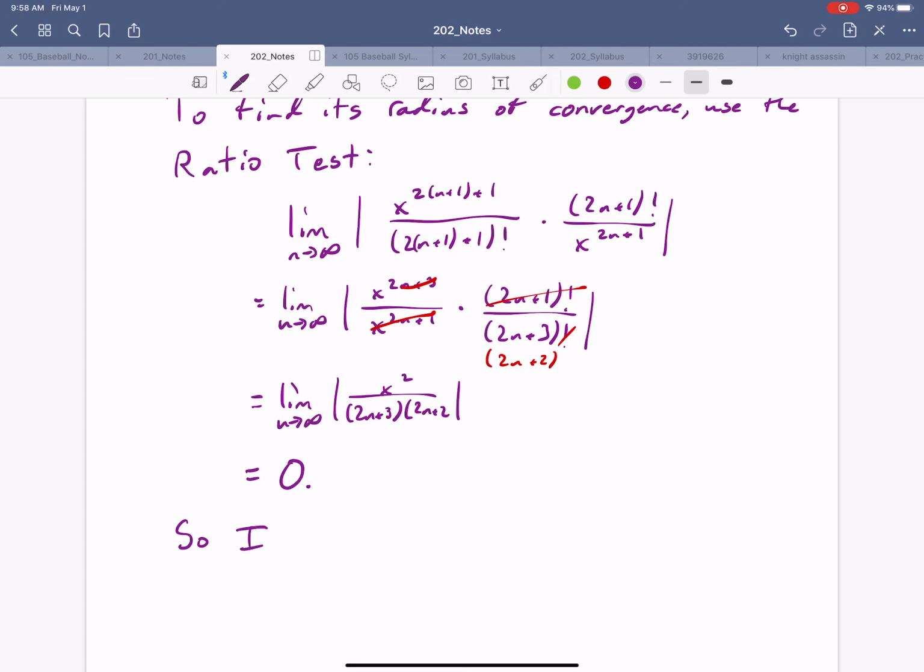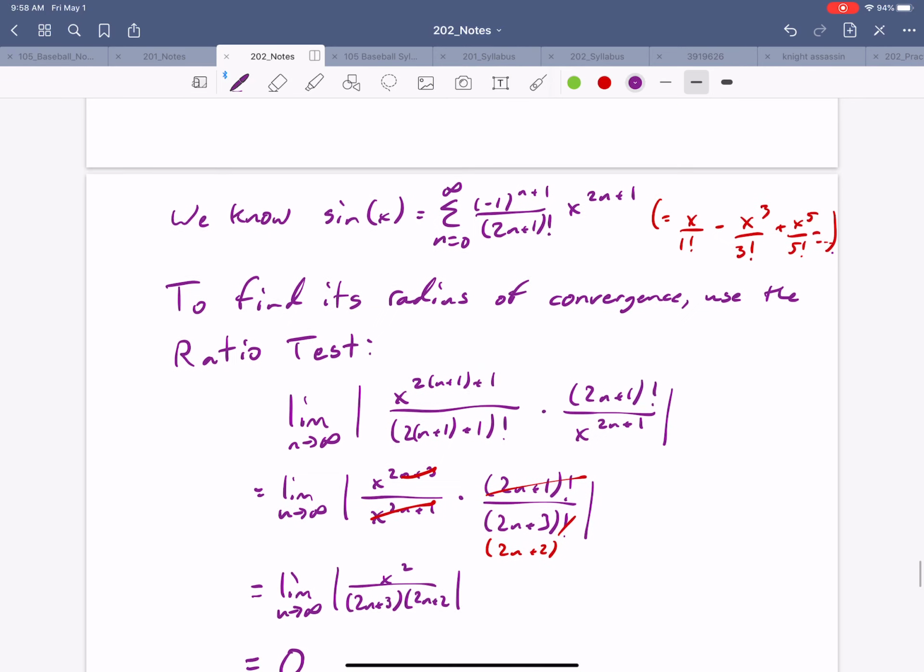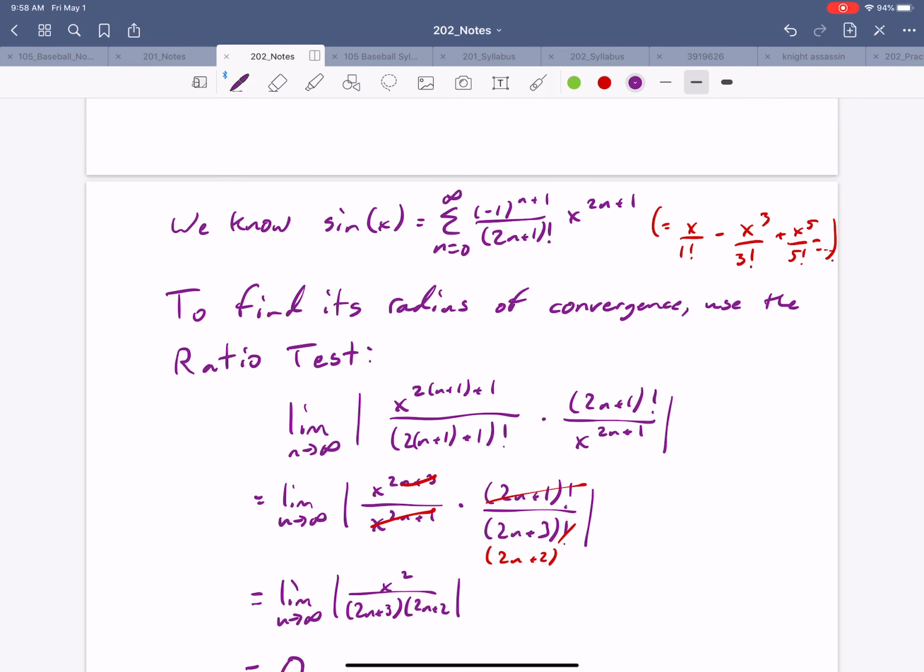So the interval of convergence, I know I didn't ask for this, but the interval of convergence is negative infinity to infinity, and the radius of convergence is infinity. So what that means is that this Maclaurin series holds true for any value of x. You can plug any value of x in to sine of x or into this power series right here and get the exact same thing.